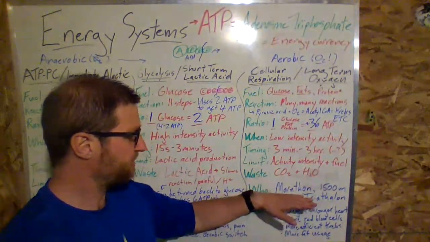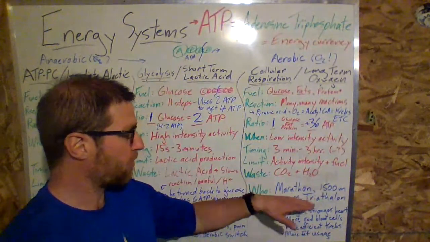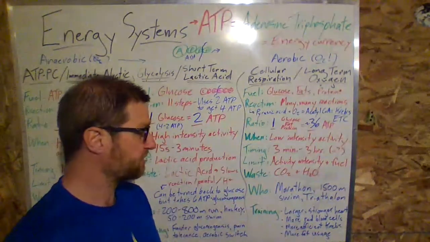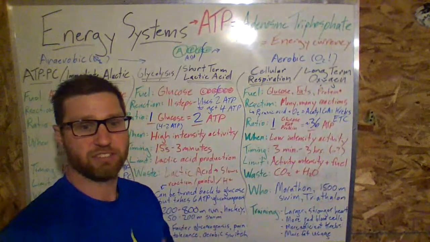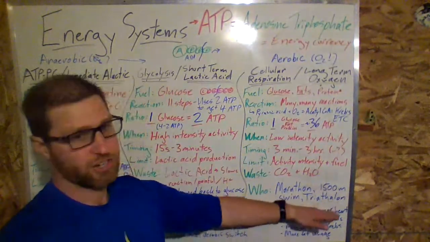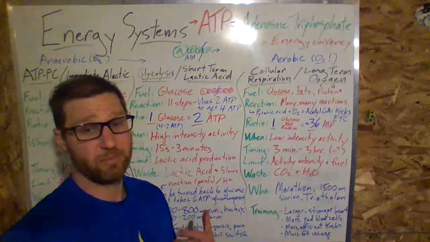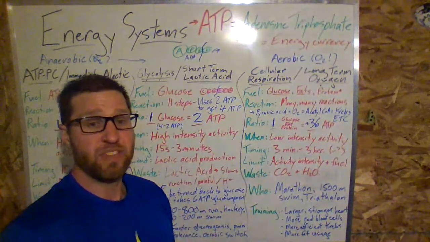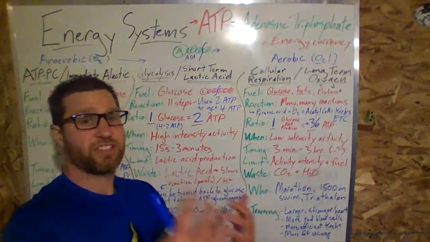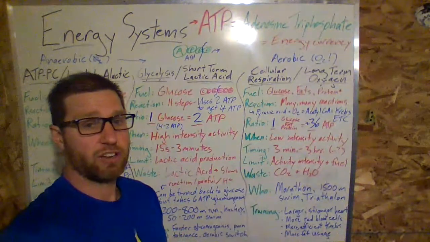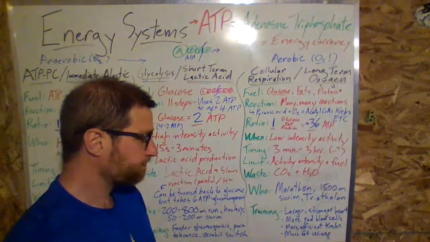So who's doing this? Who's using this system a lot? Well, obviously our marathon runners are using this system. Our 1500 meter plus swimmers, our endurance swimmers, our triathletes are using this system pretty much exclusively. So those long distance type of activities are where you're using your long-term oxygen system.